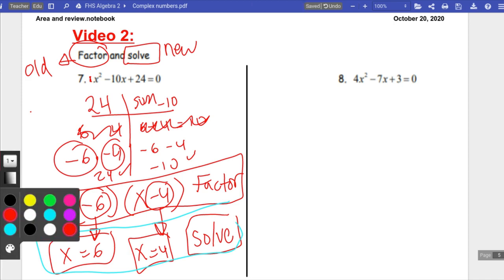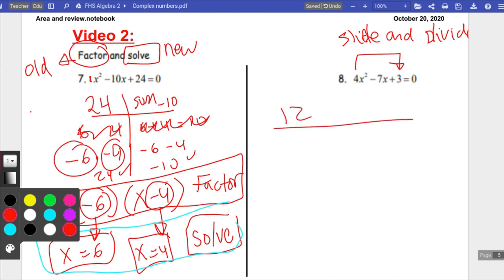All right, let's move on to number 8 right here. Because I have a number greater than 1 in front, I'm going to slide and divide. For me, slide and divide is so much easier, but people have their own thing, so you do what works for you. So 4 times 3 is 12, and I need two numbers that multiply to 12 and sum up to -7. I can think of 4 and 3, but I make them negative, -4 and -3. If you add that, I get -7.